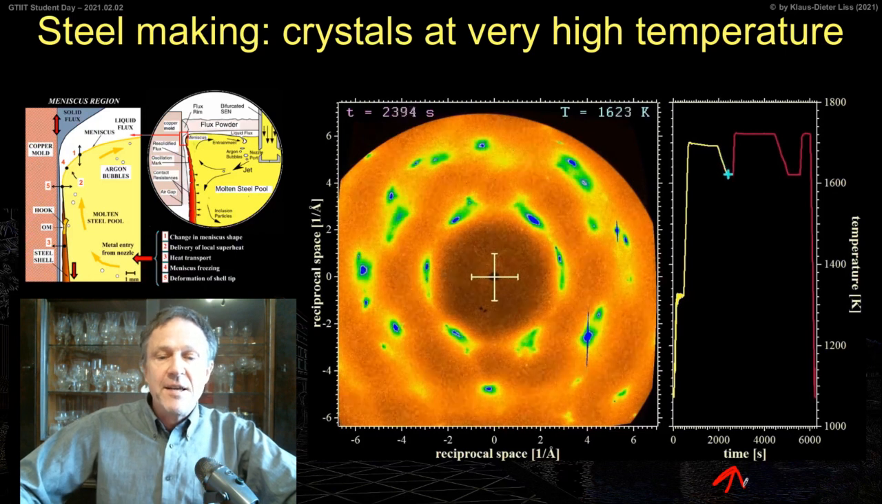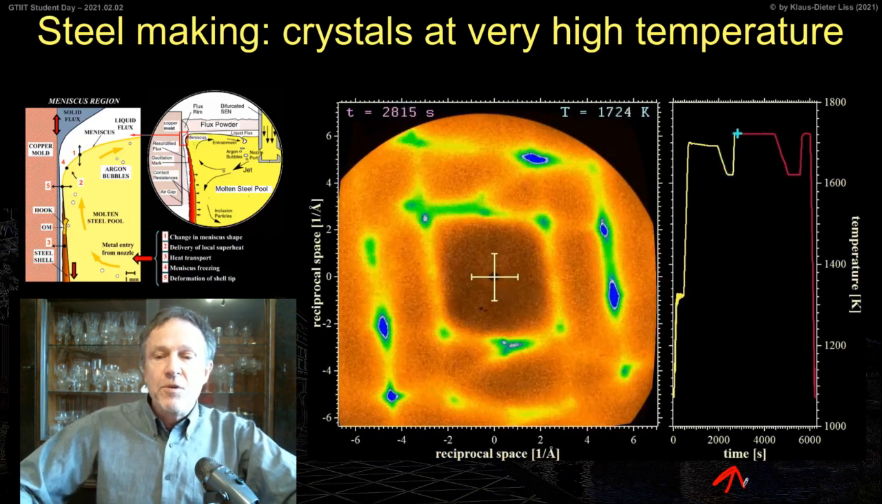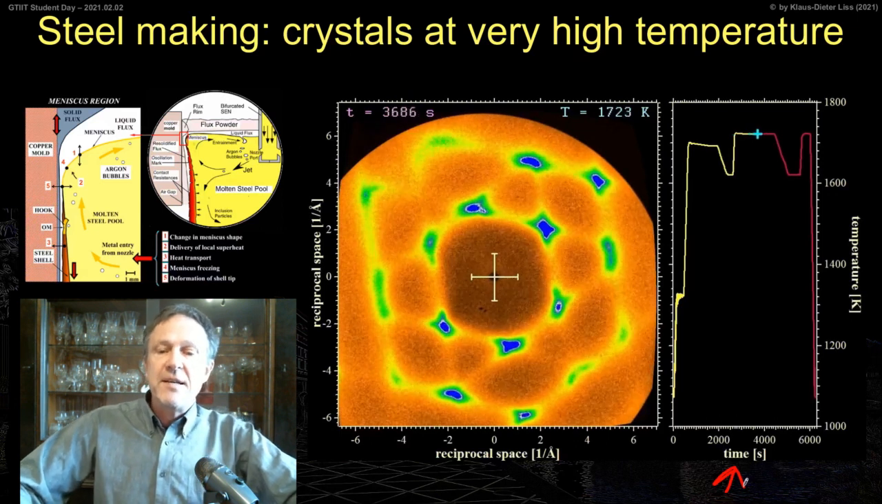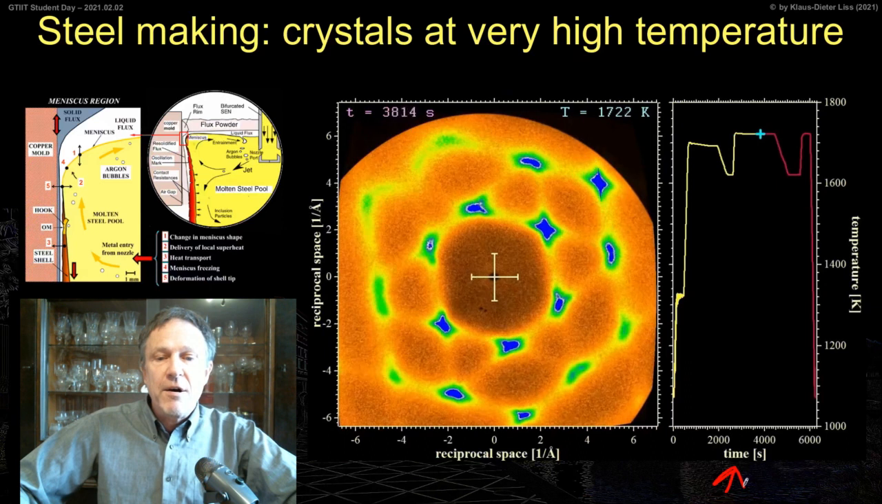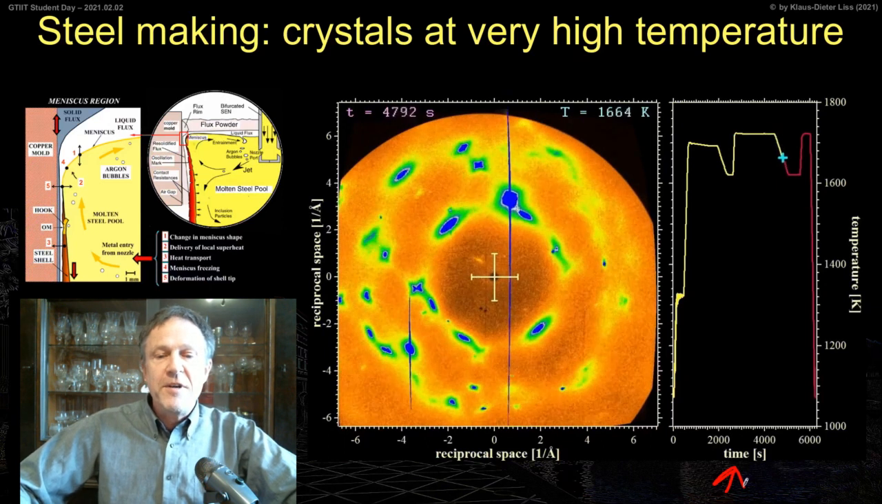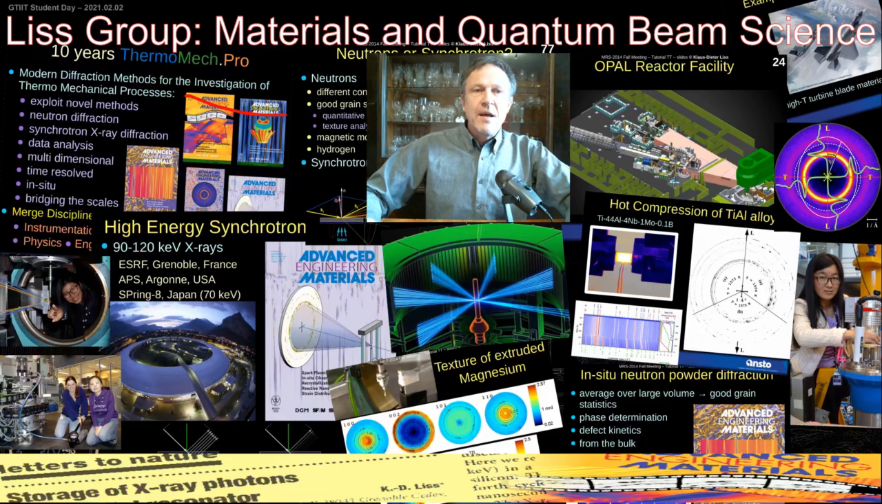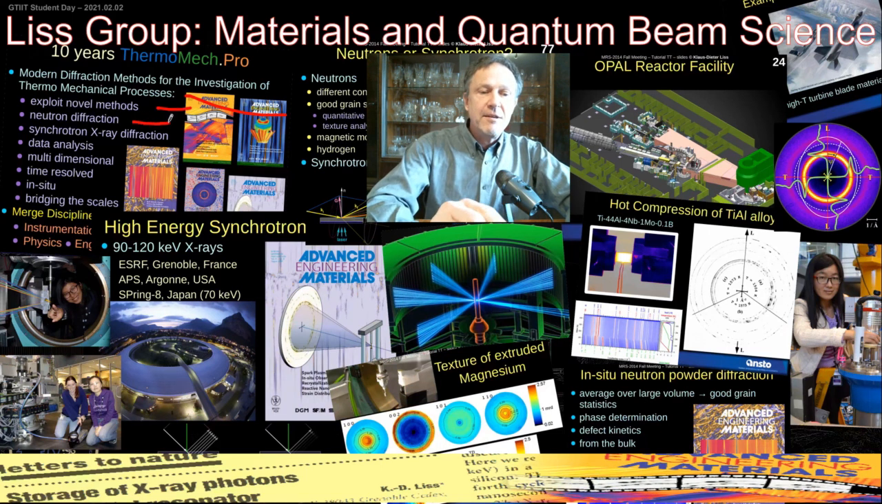So now at high temperature we have an austenite phase, and even if we go higher, to above 1700 centigrade, then we see the delta phase and large grain growth, which is nice to observe here. And as we go through the phase transformations, we can see the distortions of the crystals. Modern diffraction methods for the investigation of thermomechanical processes aim to explain novel methods in neutron diffraction, synchrotron X-ray diffraction, but also in data analysis.